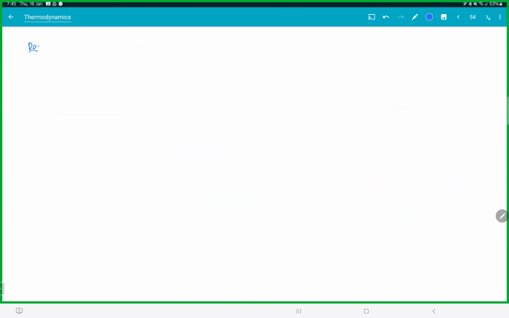Reversible and irreversible processes. What is a reversible process? I'm sure you studied this in chemistry. We'll not go so deep into it. I'll just explain you the basics. You should know that.